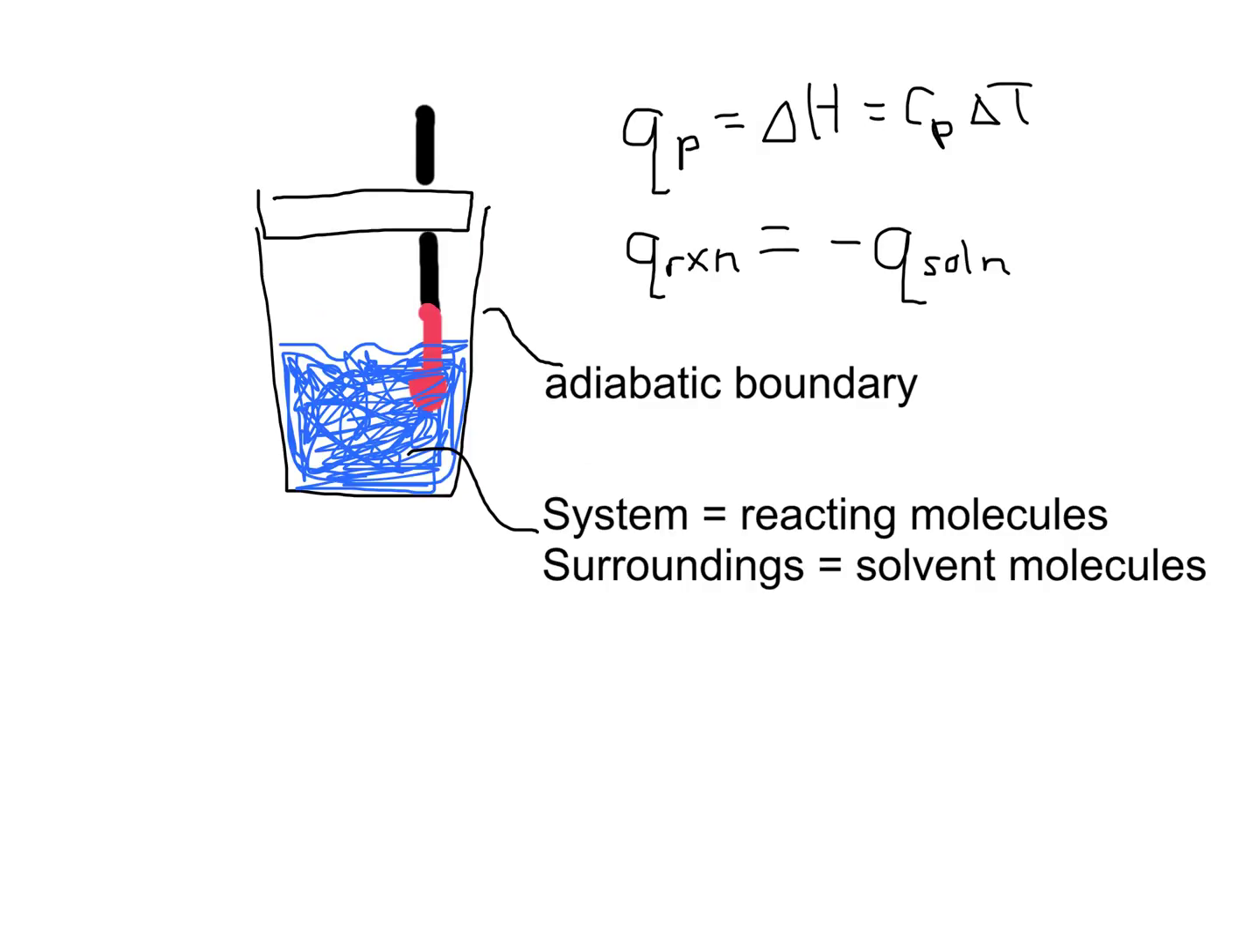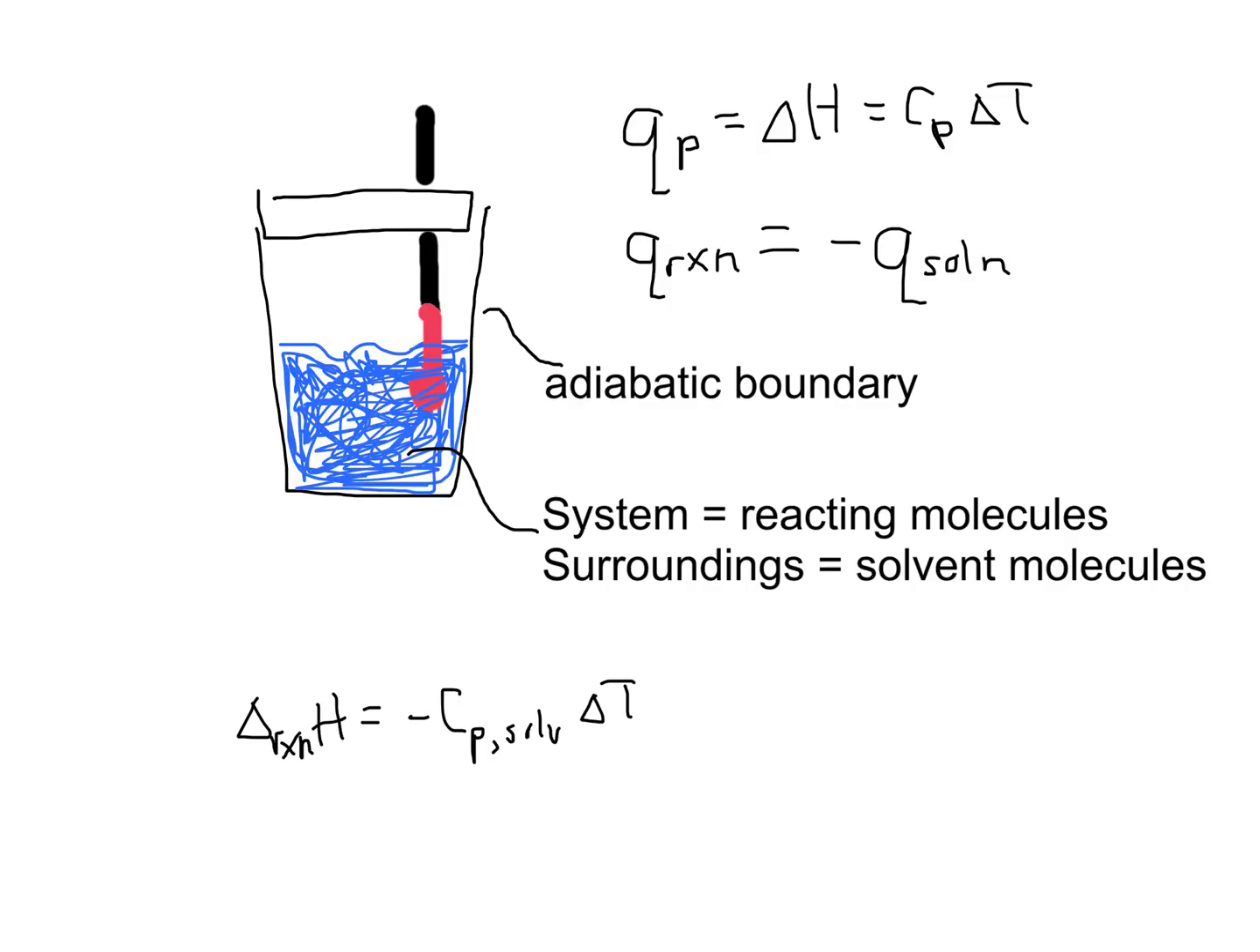So we can write that delta H of reaction is equal to minus the constant pressure heat capacity of the solvent times delta T. Notice that we are measuring the change in temperature. We know the constant pressure heat capacity of the solvent, and that allows us to calculate from experimental data the delta H of reaction. This argument should be familiar to you from freshman chemistry.